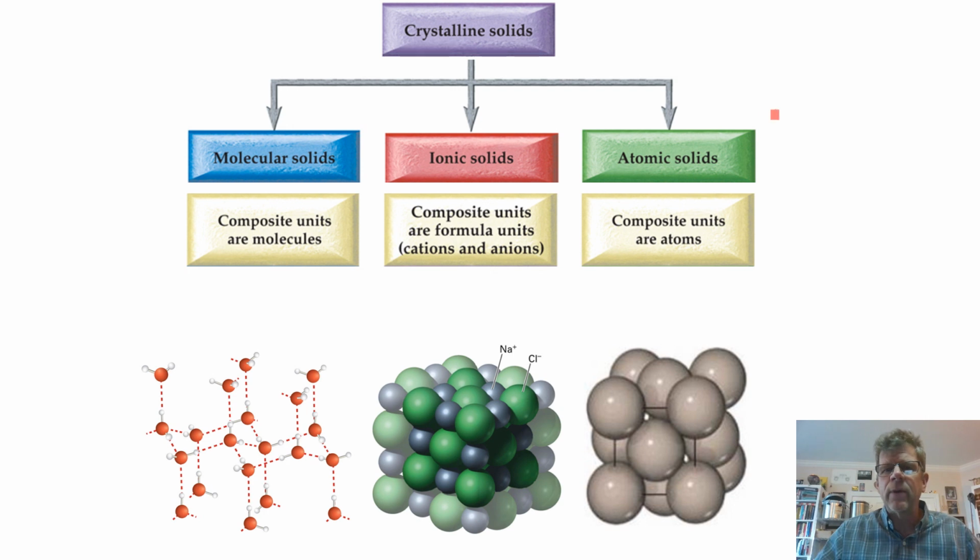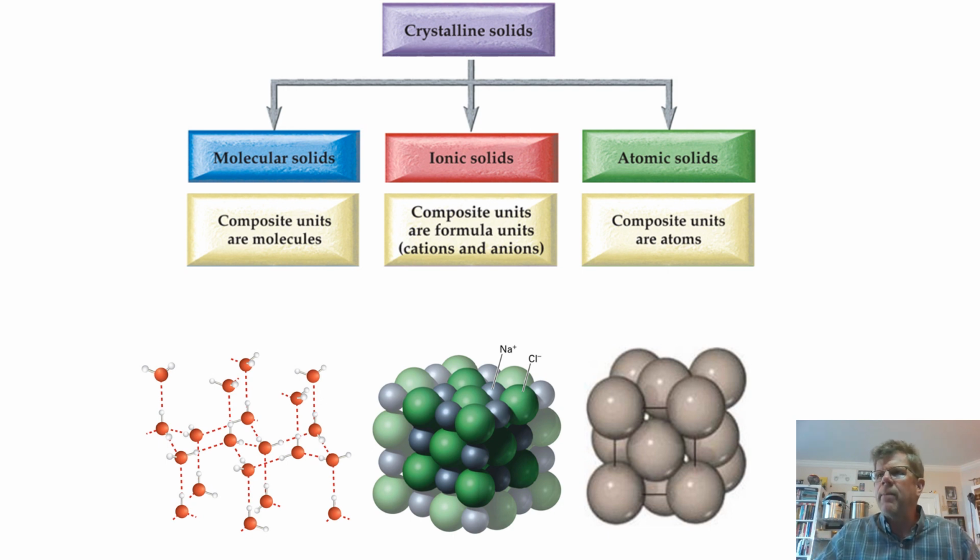Now, atomic solids are the only ones which we would express as elements, because since the composite units are atoms, we are assuming that all of those atoms are the same. So basically, any element in its solid form would be considered an atomic solid.